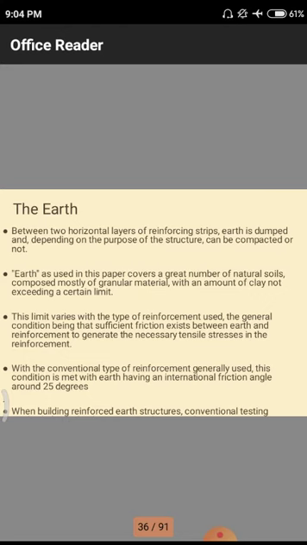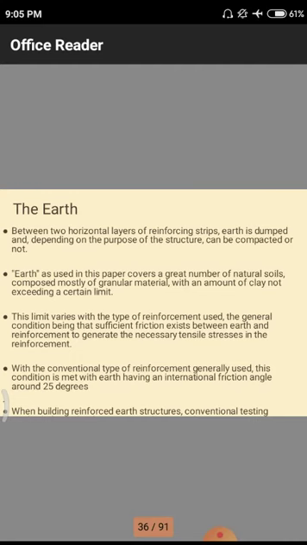Depending upon the purpose of the structure, the earth can be compacted or not. For example, if it is a loose soil and depending on the structure's capacity, we have to go for compaction. Some structures don't require compaction. Why? Because the soil is very fine, so we don't have to do compaction. If the soil is granular, then we have to go for compaction.